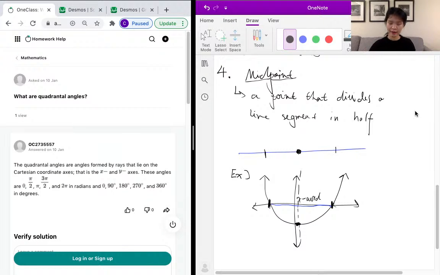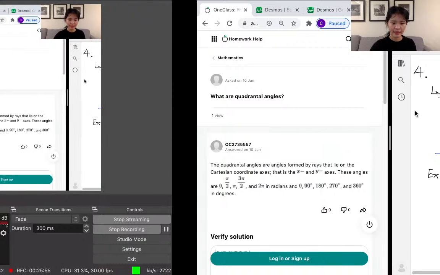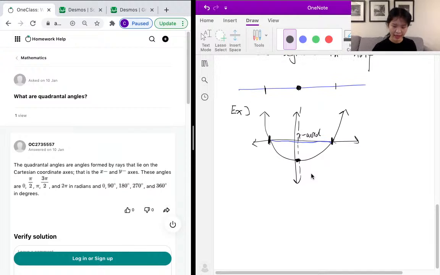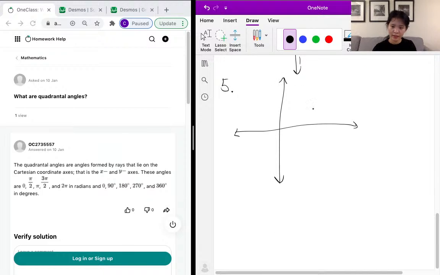So here's our next problem, and it asks us: what are the quadrantal angles? This falls under the umbrella of trigonometry. Let me just give you our unit circle right over here. I'm not going to draw the actual circle because I'm really bad at drawing circles.